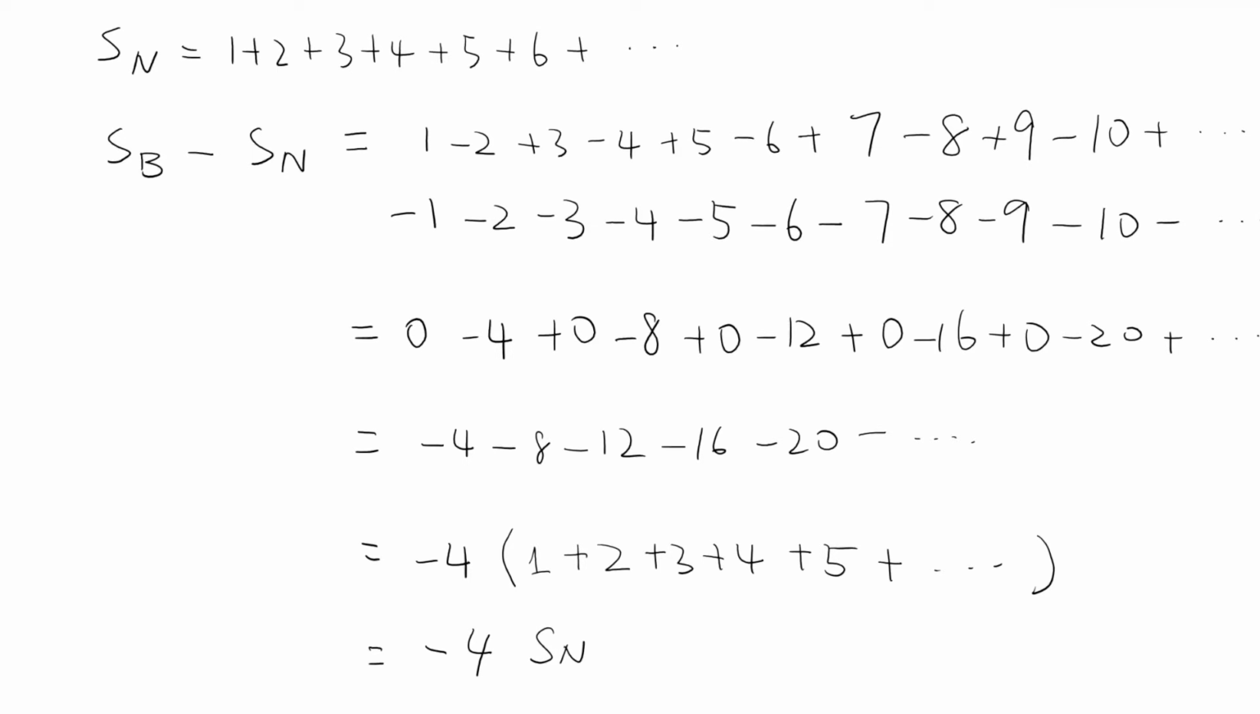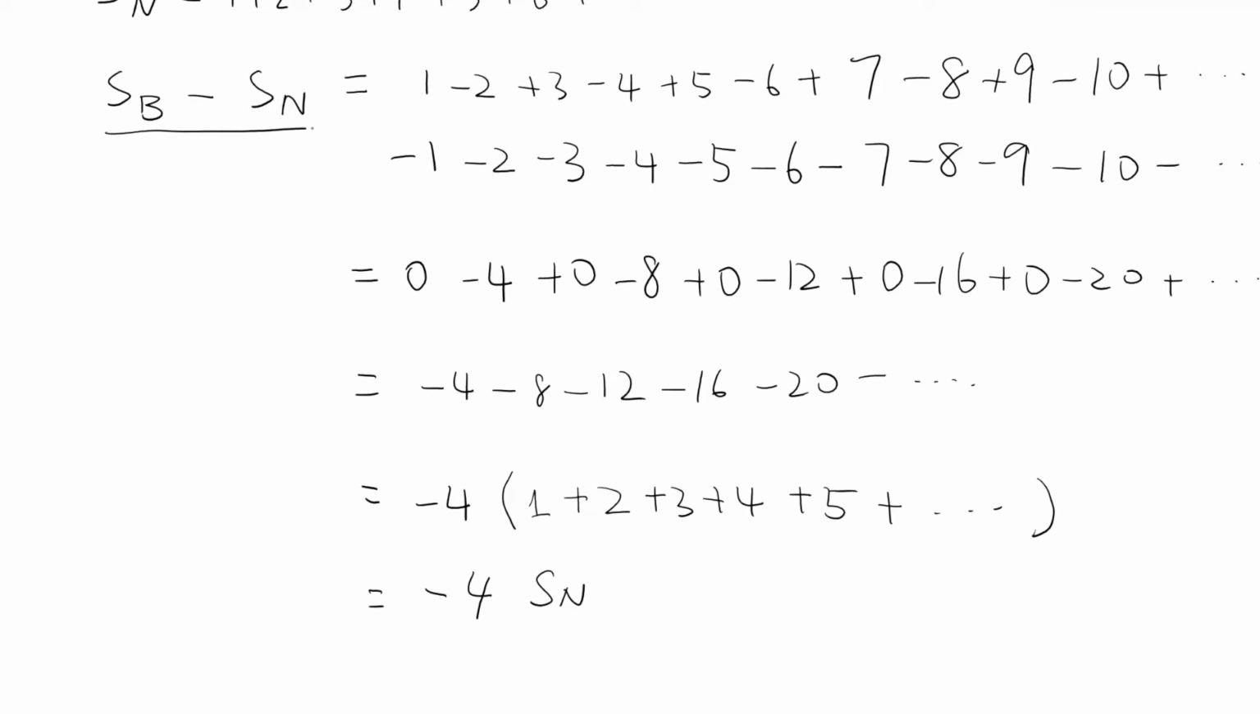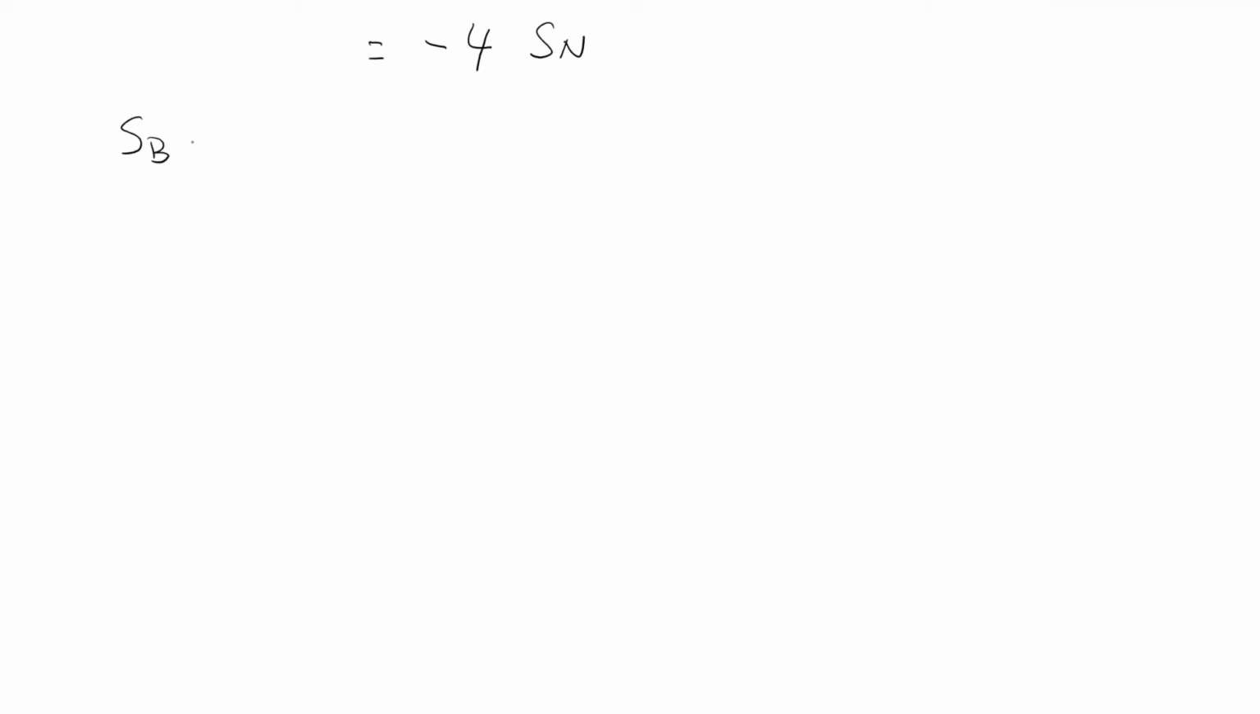So remember, in the first place, we have S sub B minus S sub N, and the result is negative 4 S sub N. S sub B minus S sub N equals negative 4 S sub N. We organize this a little bit. That means S sub B equals, we add S sub N on each side, so we have negative 3 S sub N. So S sub N equals negative 1/3 S sub B.